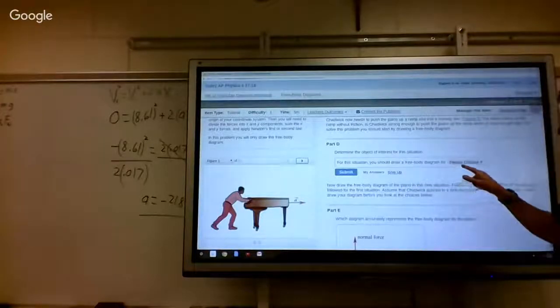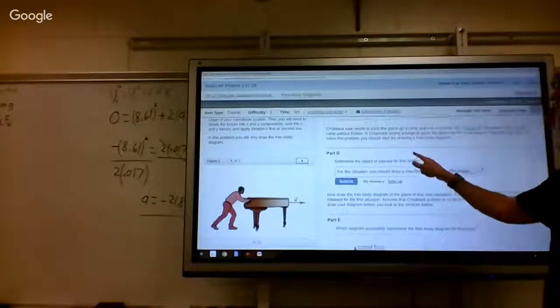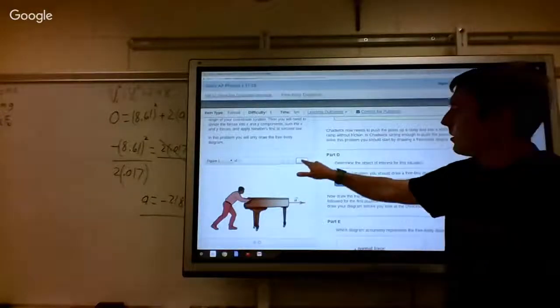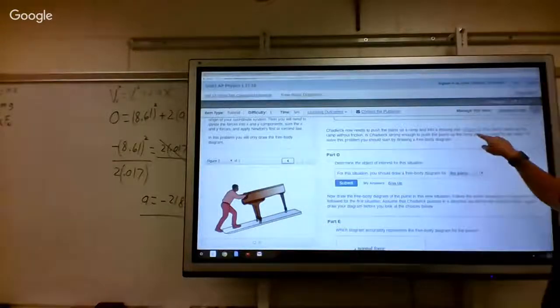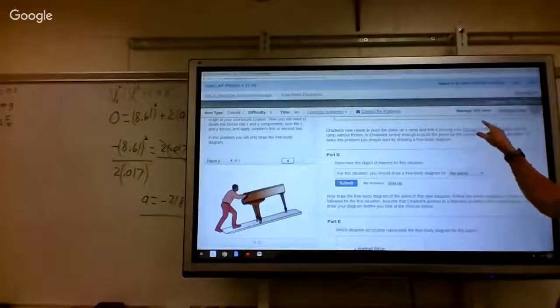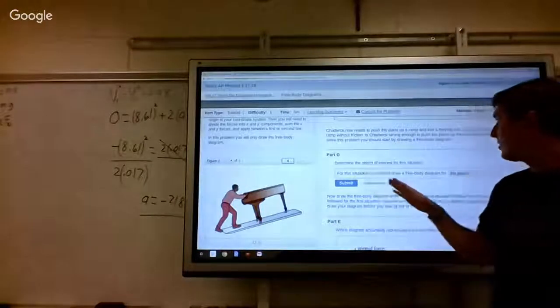And for this free body diagram, it's going to be the piano because we haven't talked about anything else yet. Oh, wait. All right, so now we're on the new picture. Here's the new picture. I didn't change the picture yet. I don't even think it says figure 2 right there. So there's the new picture. Now it's going up a ramp, and we're talking about what's happening to the new thing.